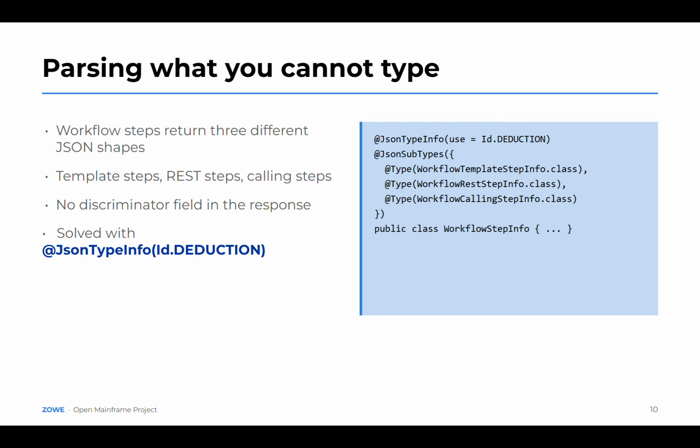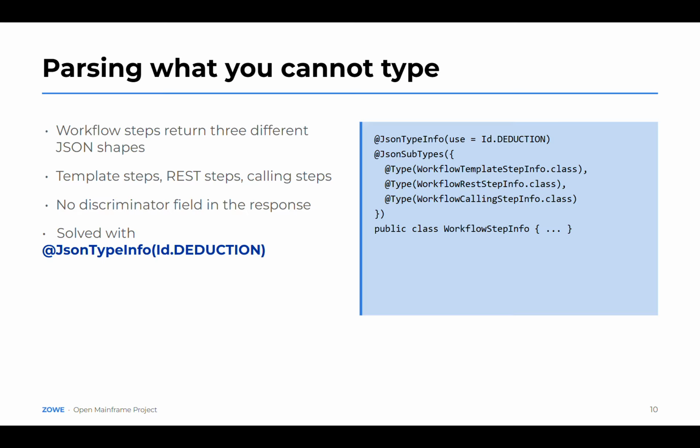The hardest technical problem was in get workflow properties. When you ask z/OSMF for a workflow step, you don't get one shape of JSON back. You get three: a template step, a rest step, and a calling step, each carrying different fields. And the response contains no discriminator, no type or template field telling you which one you are looking at. You have to infer it from which fields are present.